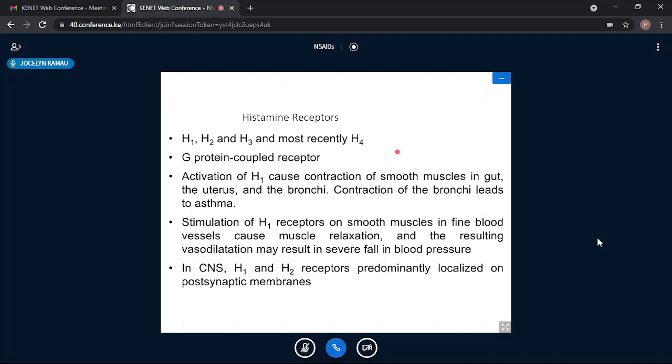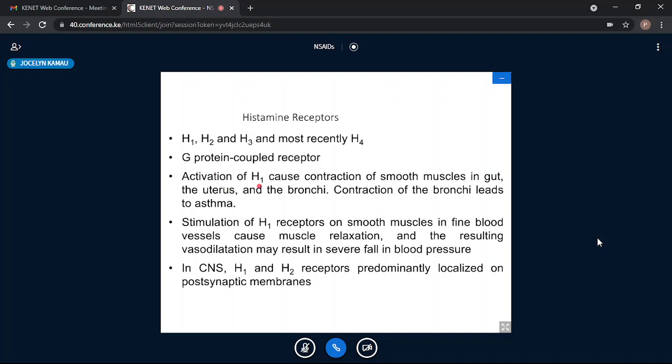Now, there are several histamine receptors. Our main interest will be on H1 and H2. As I have said, H1 is for the normal or conventional antihistamines, H2 is for the anti-ulcer drugs, then H3 and most recently H4. So we can have H1, H2, and H3 receptors. Most of them are G protein coupled receptors.